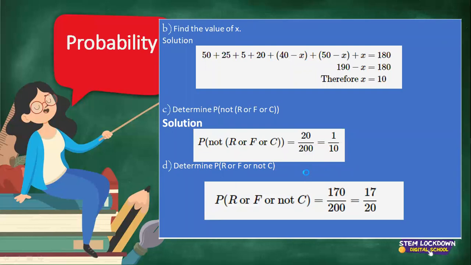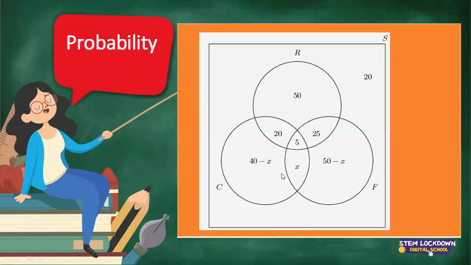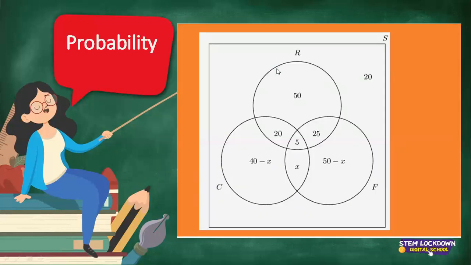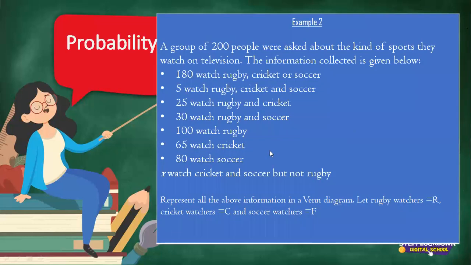Now the question says, find the value of X. The first question is find the value of X. To find the value of X, we add all of them together: 50 plus 25 plus 5 and so on, and it must all add up to 180. We add all the sets together, and it must add up to 180. Again, this is our Venn diagram. The first question is to represent this on a Venn diagram.